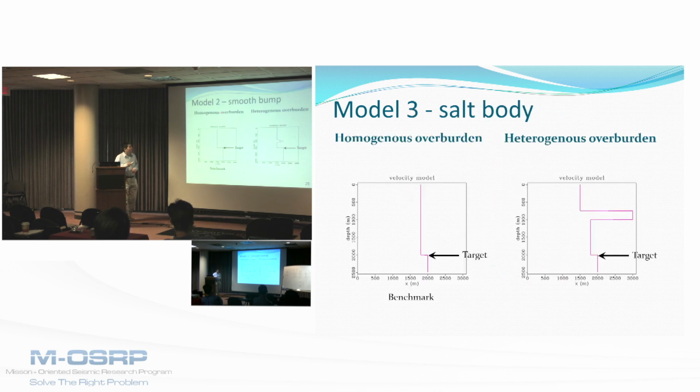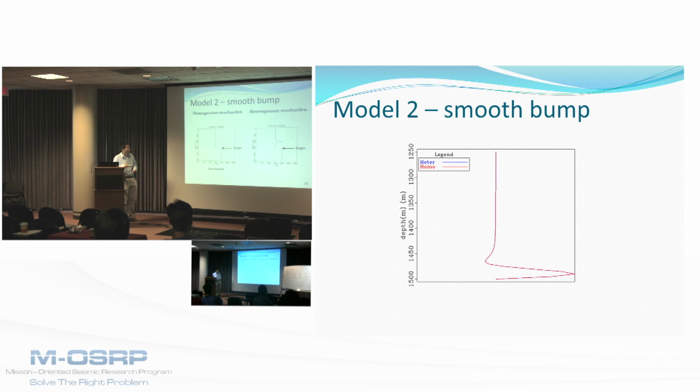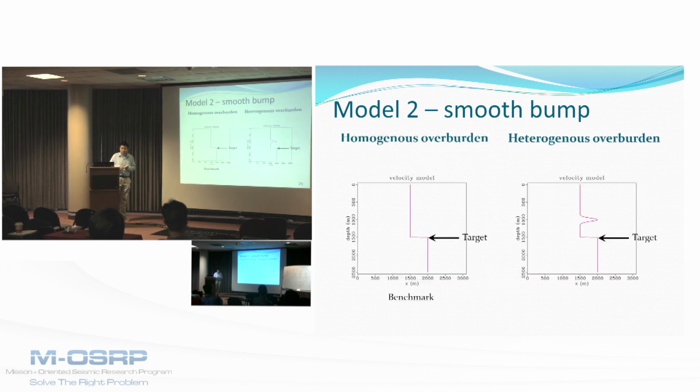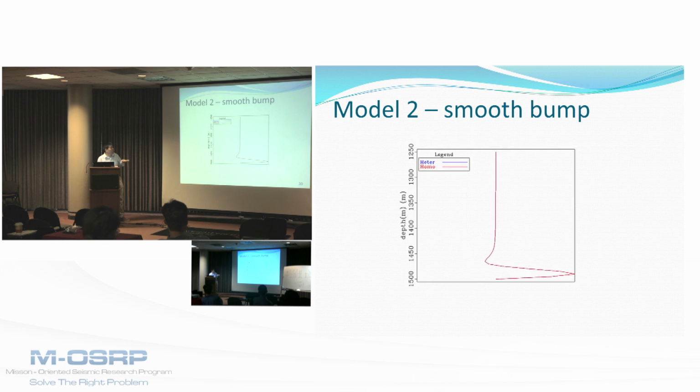Now it's a little more complicated case. We have a smooth bump in our velocity model, and the benchmark is still the homogeneous overburden. And the same story again, the two images are just identical. So we have confidence that in this situation, we preserve the equally effective for all frequencies feature.